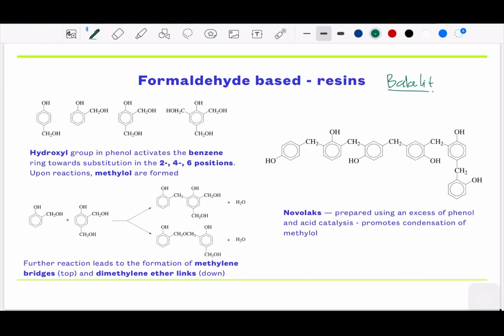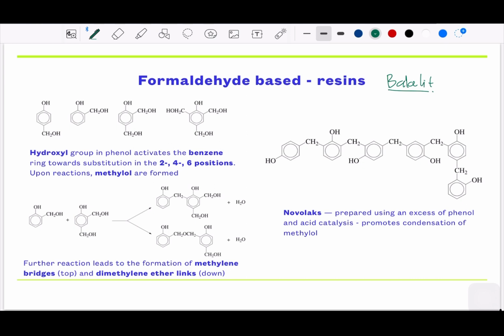And there is also another example, which we call novolac. This is where we prepare an excess of phenol, and we add the acid catalyst. We add the acid catalyst to promote the condensation of methanol. So we have this methanol going to be condensed.